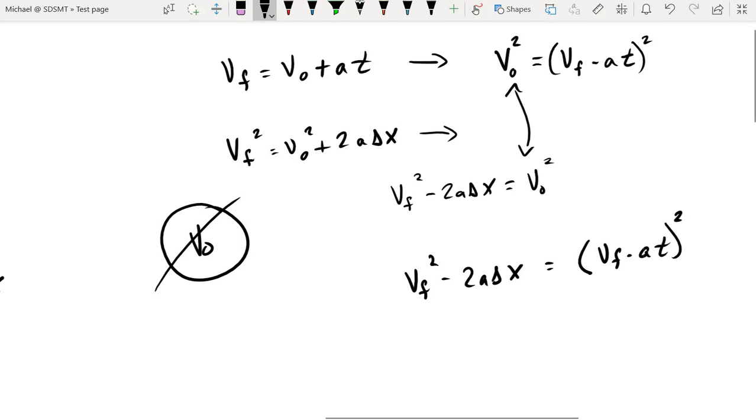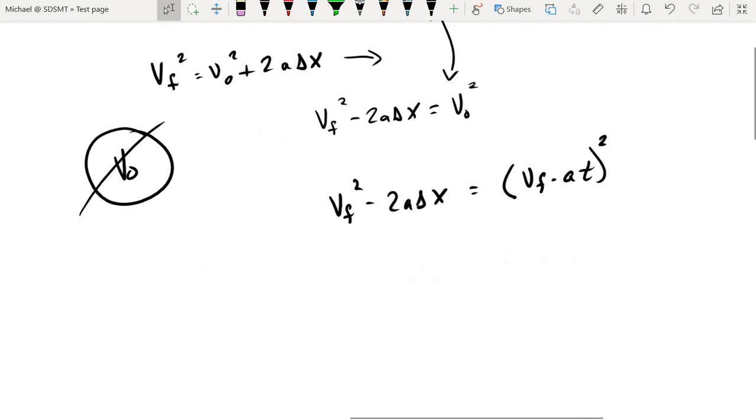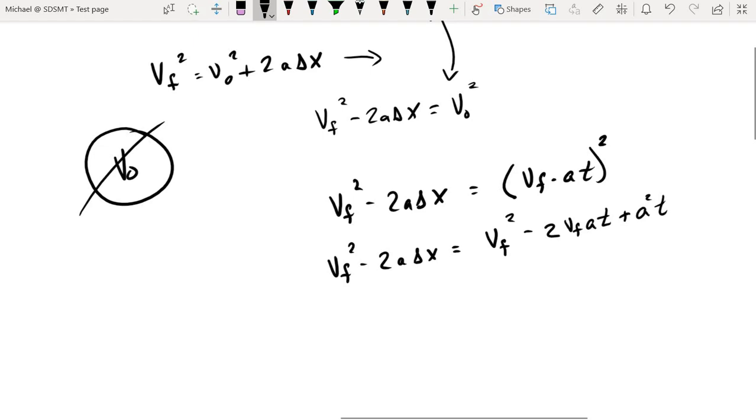But again, it's all about getting our answer to match the book's answer. We can actually clean up this expression quite a bit, which is what we're going to do now. So now the algebra continues. We have v final squared minus 2a delta x equals, and we're going to have to FOIL this binomial. In doing so, we will get v final squared minus 2v final at plus a squared t squared.